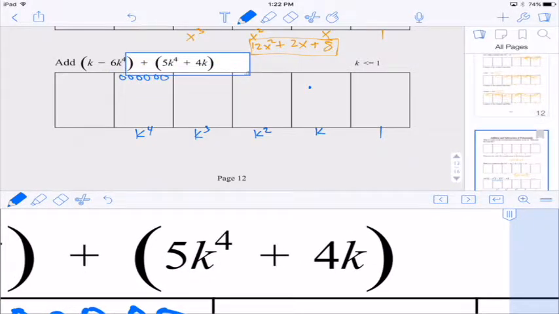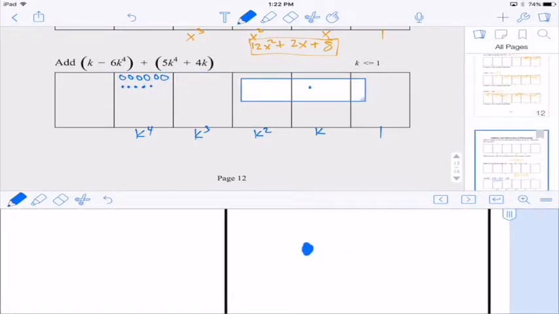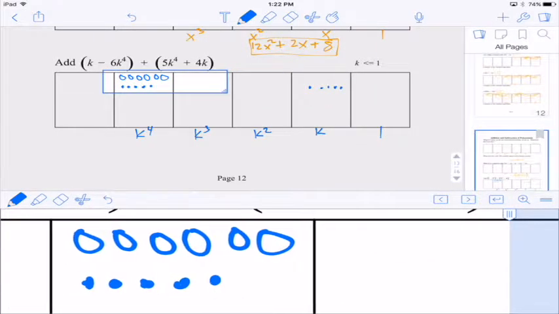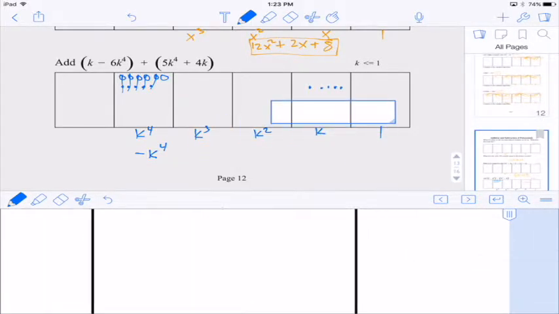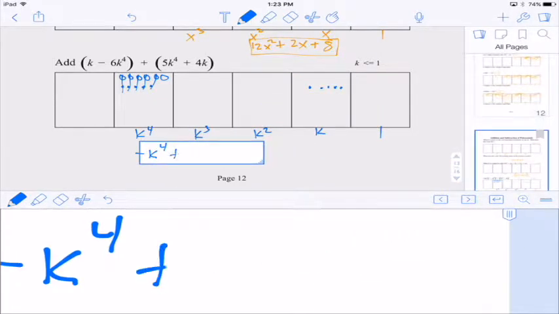Now we're going to add 5 k to the fourths. 1, 2, 3, 4, 5, and 4 k's. 1, 2, 3, 4. Well, we have a little bit of cancellation. All those dots and anti-dots are going to cancel. We still have one negative, so we have negative k to the fourth, or I could also say negative 1 k to the fourth. You don't need to say that, but that 1 could be put there if you want. And we have 1, 2, 3, 4, 5 k.